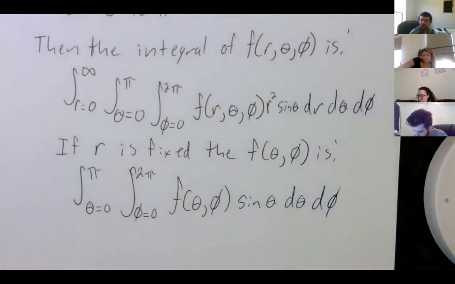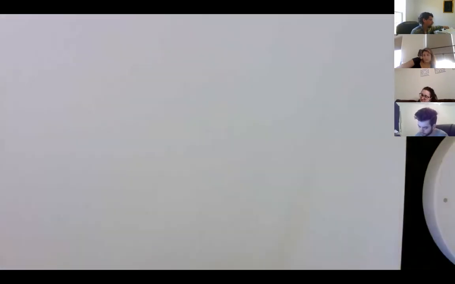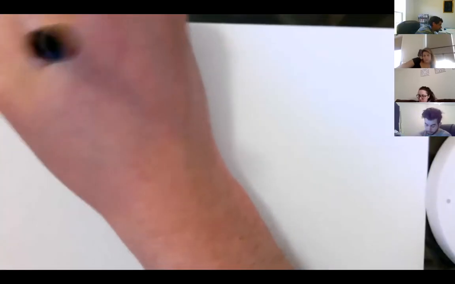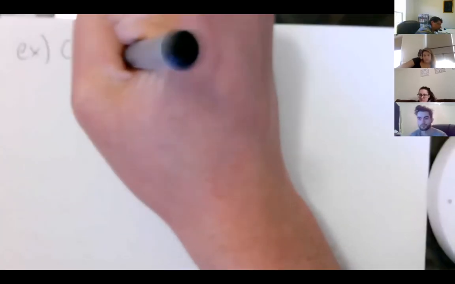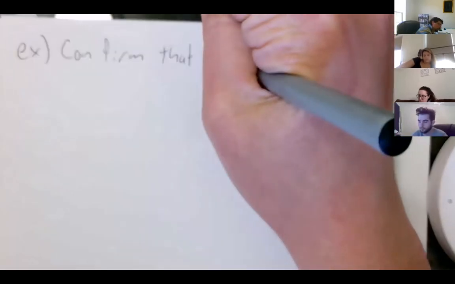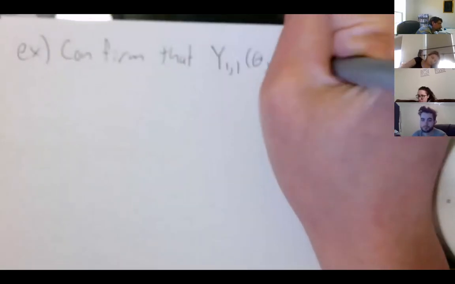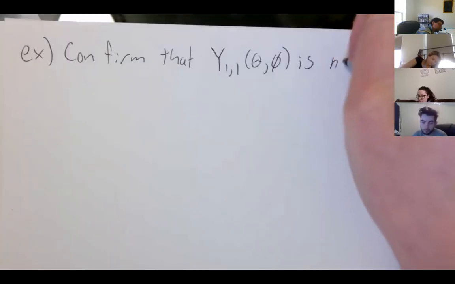So we're going to utilize these integrals in a moment. We're going to try and confirm that a function is normalized. Am I okay to move this up? Okay, so we're going to go back to those spherical harmonic functions. We want to confirm that Y11, which depends on theta and phi, is normalized.